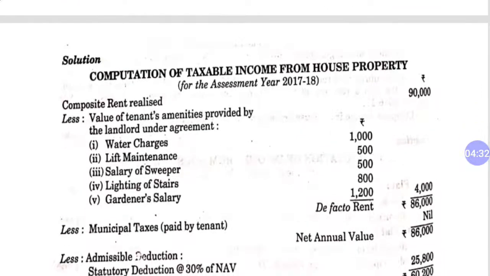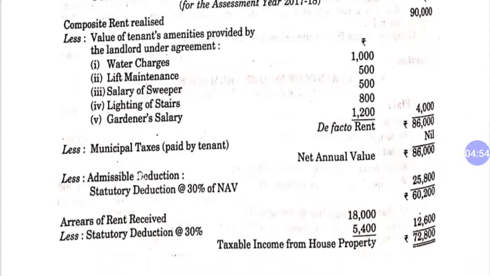Composite rent is given as 90,000. We have to deduct all the amenities values out of the composite rent in order to get de facto rent. So de facto rent is 86,000. Out of this we have to deduct municipal tax, but it will not be deductible because it is paid by the tenant. So NAV is 86,000, and then you have to calculate 30% of NAV as standard deduction, and 60,200 is your remaining income from house property.